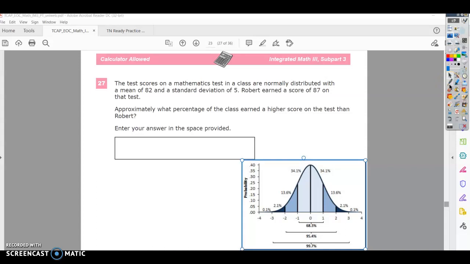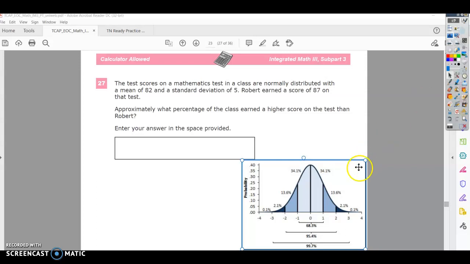Question 27 and the last question on the EOC practice test for Math 3. The test scores of a math test in a class are normally distributed with a mean of 82 and a standard deviation of 5. Robert earned a score of 87 on that test. Approximately what percent of the class earned a higher score on the test than Robert?